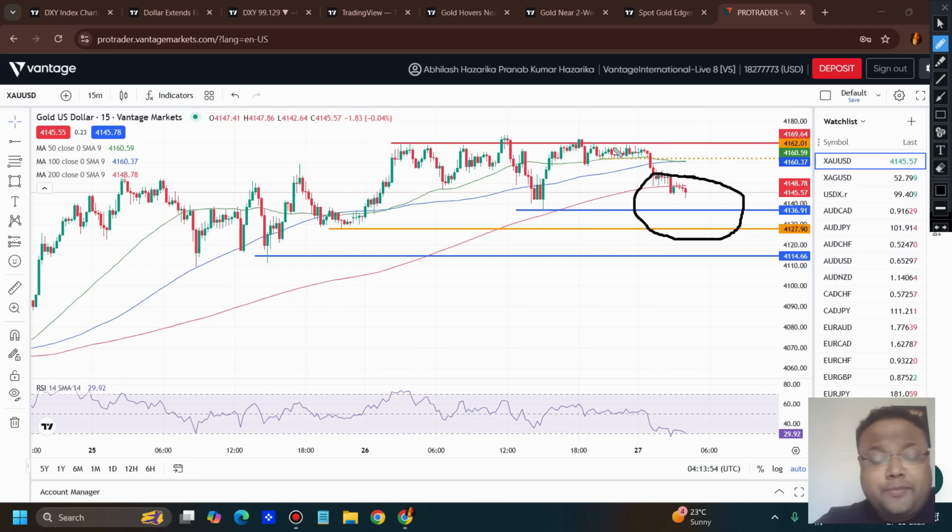So if you are a swing trader, position trader, if you have been holding gold, then you can hold your buy position because overall the market sentiment is bullish. But if you are a day trader like me, then obviously you need to stick to the levels. But before we proceed with the levels of gold, let's look at the other opportunities like Euro USD, GBP JPY, and others. At first, let's look at the chart of dollar index.